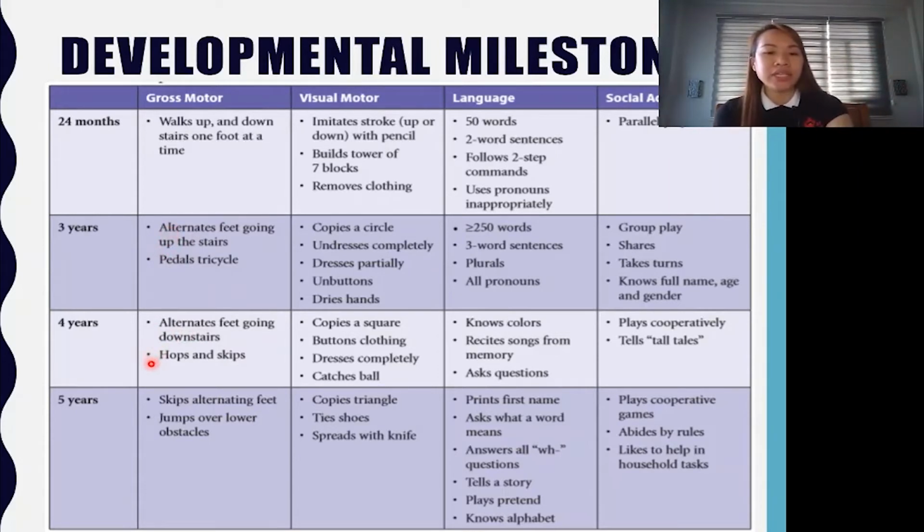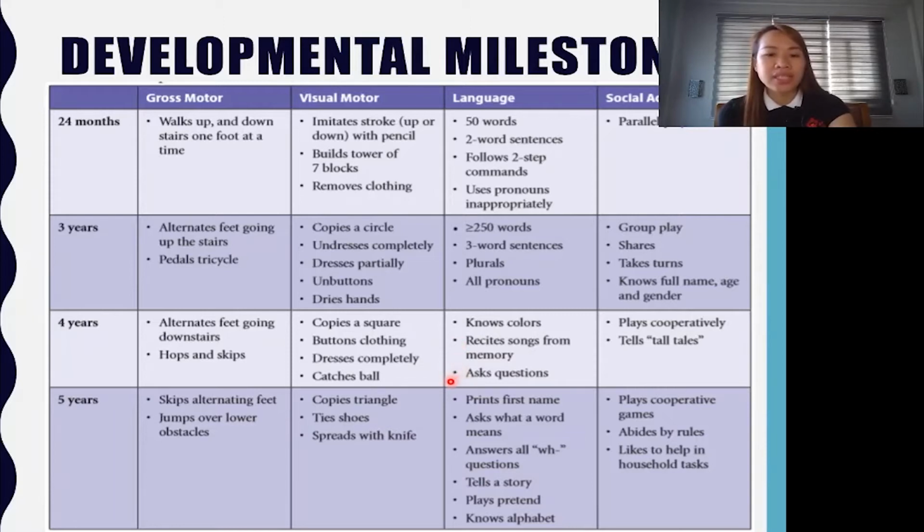At 4 years, they learn to hop and skip. Copy a square. Okay, they can now button clothing. Nagsusuot na sila ng sarili nilang damit and can already dress completely. They can even catch a ball at this age. They know the different colors. They can recite songs from memory. This is very, very apparent. Lalo na pag you let them watch videos, magugulat ka because you already know the lyrics of the song, even if it's a very new song to them.